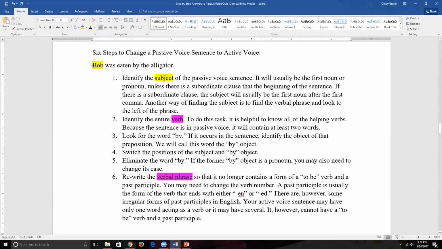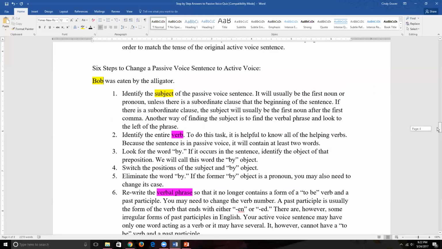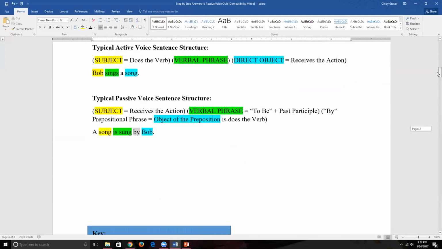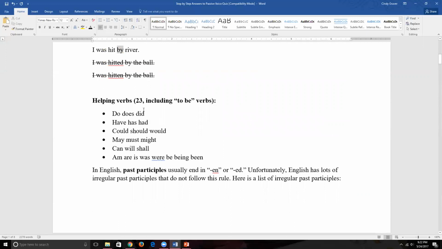So if it's a long sentence, or there's a lot of stuff before the verb, another way of finding it is to find the first noun or pronoun to the left of the verb. Okay, so next we're going to identify the entire verbal phrase. Remember before we talked about the helping verbs, and we talked about how we really don't need to know helping verbs in order to find passive voice. So we didn't really care about these verbs before, but now we are interested in looking at the helping verbs because they can be part of our verbal phrase.